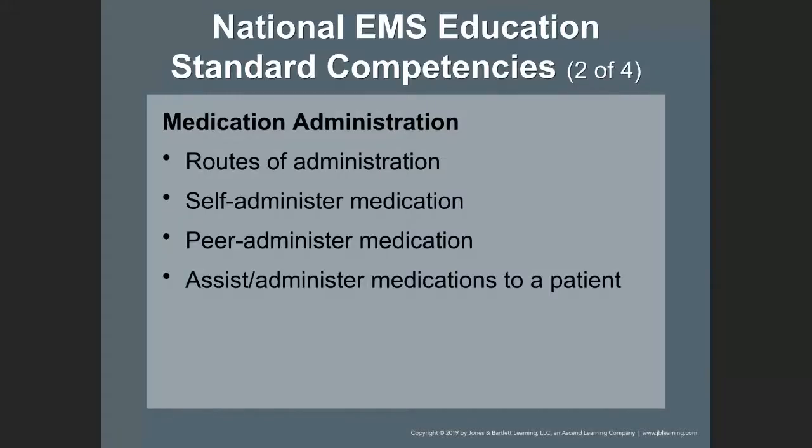We will look at medication administration, routes of administration, self-administered medication, peer administered, assist/administer medication to a patient. So as an EMT, you can self-administer, you can do peer administration of medication, and you can assist or administer medication to a patient based on their presentation.